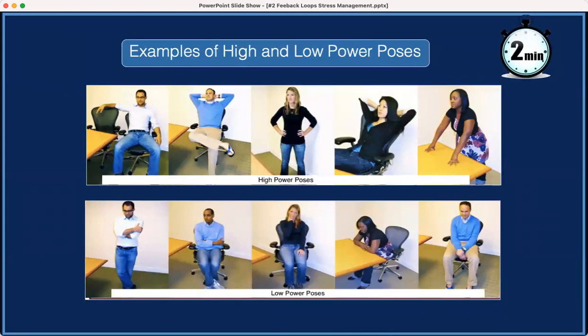The different types of power poses that she was using are things like making yourself large. You can still be sitting, but a great power pose is putting your ankle across your knee, standing tall, having your chest open. And then the low power poses are the ones that make yourself smaller.